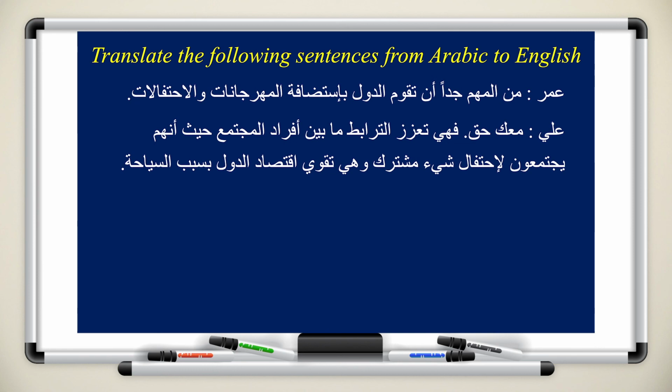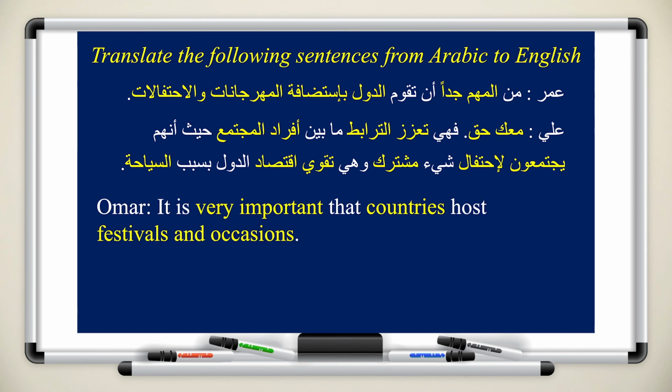The first thing you should do is to highlight the keywords in each sentence. In our case, as you can see, they are in yellow. Now, read this sentence written in Arabic and now translate it. Look at this translation. Notice we translated the name Omar in Arabic and Omar in English. It is very important that countries host festivals and occasions.